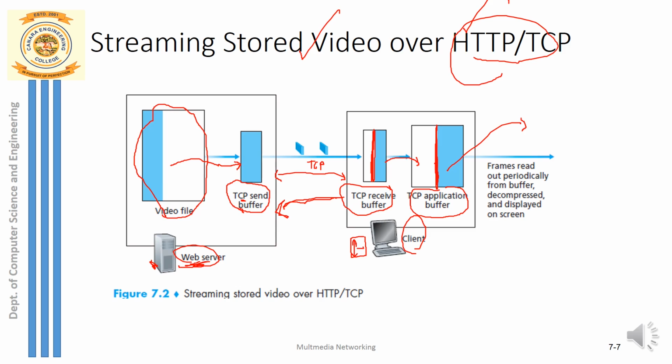By the time he's consuming these bytes, the receive buffer can send the next set of bytes to the application buffer. Whenever the playout is happening, the next set of bytes can be pushed from the receive buffer to the application buffer, so the next reserve is ready. Once he finishes playing the first set of bytes, the next set is already built in his reserve, and he can continue watching without any disturbance, without any glitches.